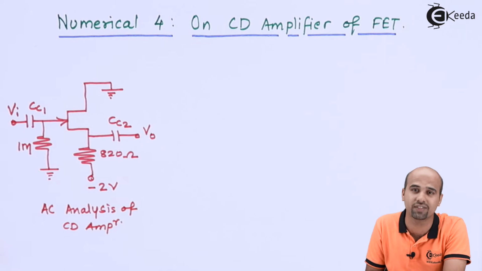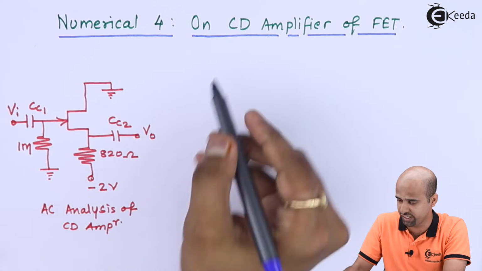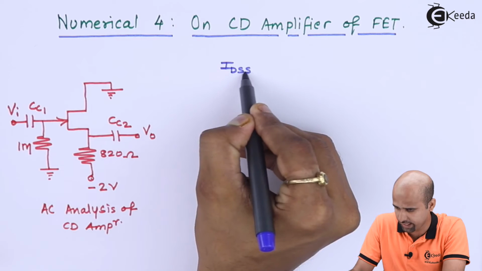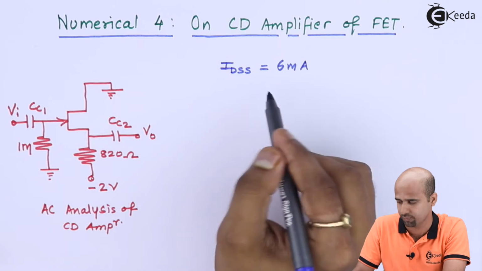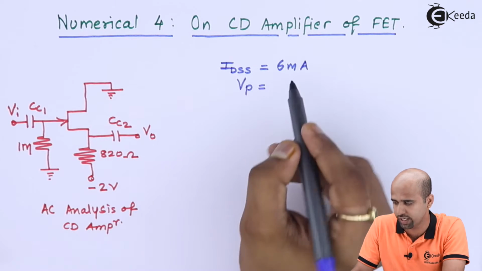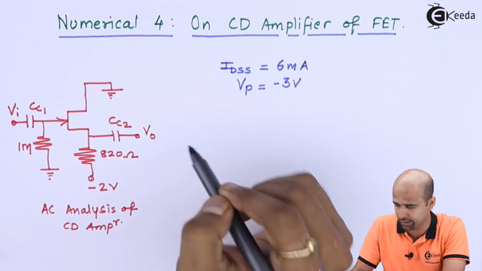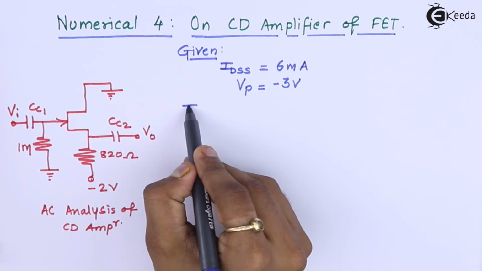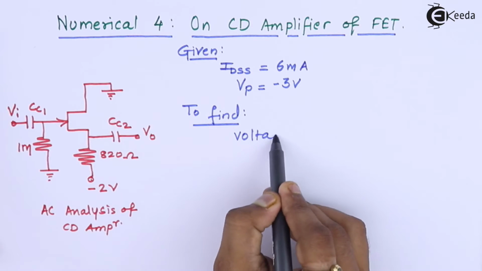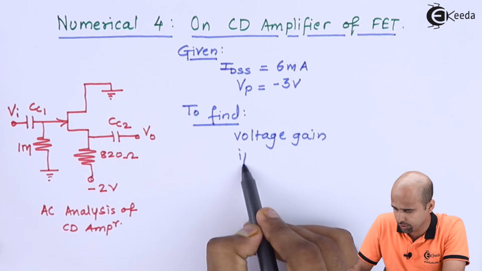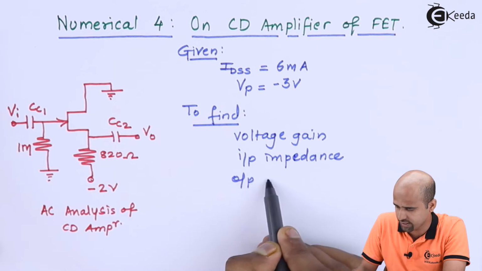Now let's see what they have given. Given values are IDSS, which is equal to 6 milliampere, VP, that is pinch off voltage, which is nothing but -3 volts, and to find out, they ask us to find voltage gain, input impedance, output impedance.